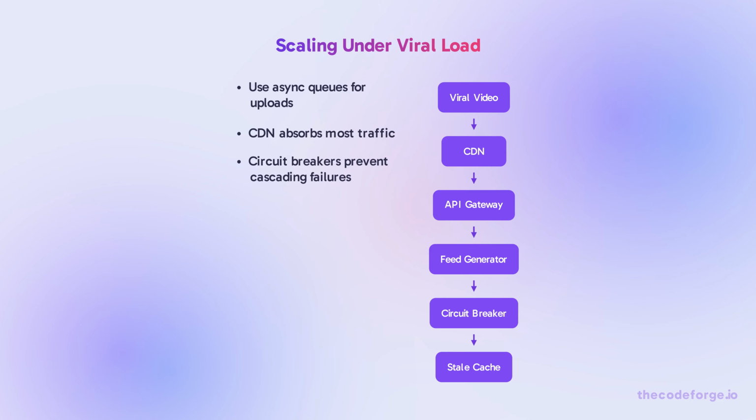A single viral video can cause a 10x traffic spike. The system must handle overload. Use queues for video transcoding, content delivery network for caching, and circuit breakers to fall back to stale feeds when the feed generator is overwhelmed.